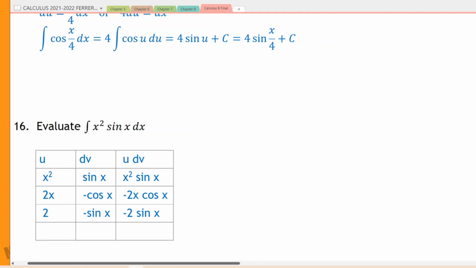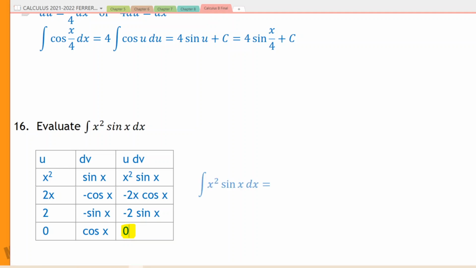The derivative of 2 is 0. The antiderivative of negative sine x is cosine x. And when I multiply those two together, I get a 0, which is a highly coveted number, because that's going to mean that I can stop here. So let's go ahead and assemble our antiderivative.